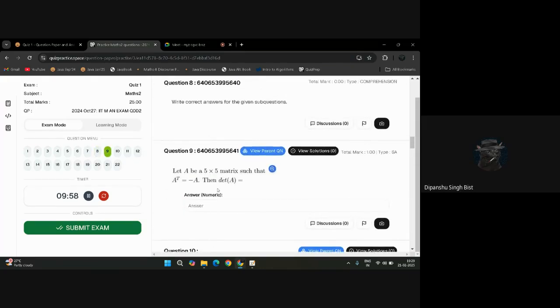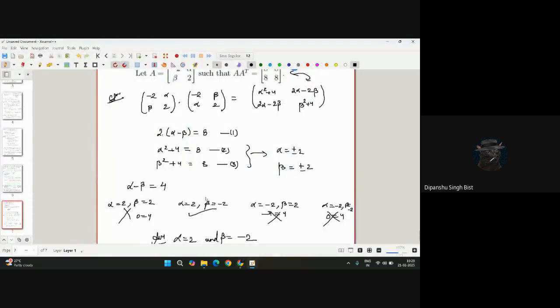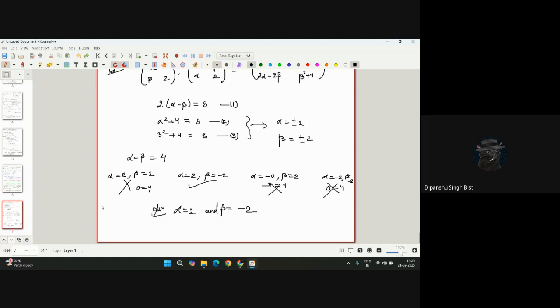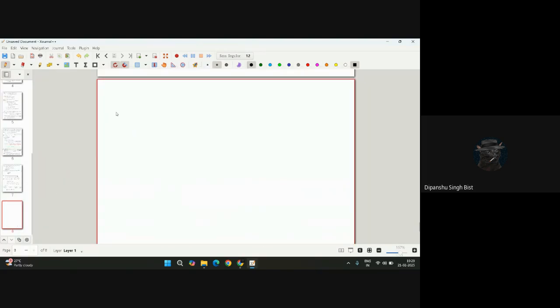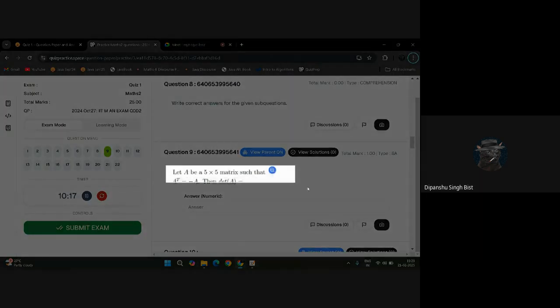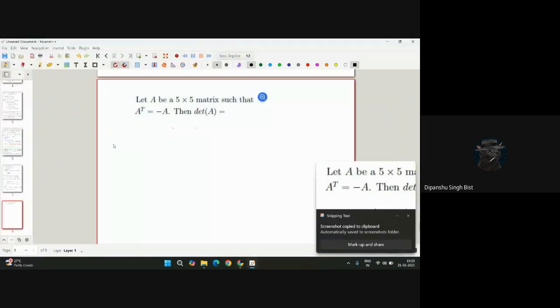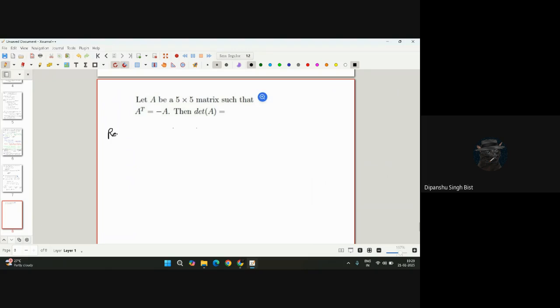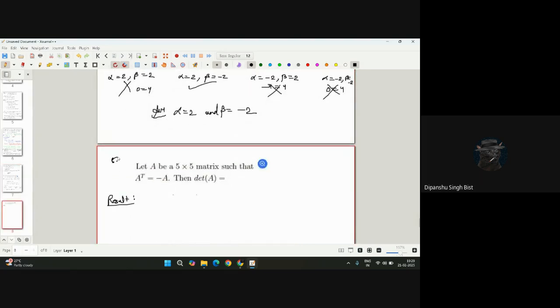Moving to the next question, it says A is a 5 cross 5 matrix such that A transpose is equal to minus A, then determinant of A. Oh, sorry. Insert page after. Here we can have one result, which I'm writing over here, and we'll write a proof for it. The same proof can be used for this question. So we had some question over here, let's clarify.